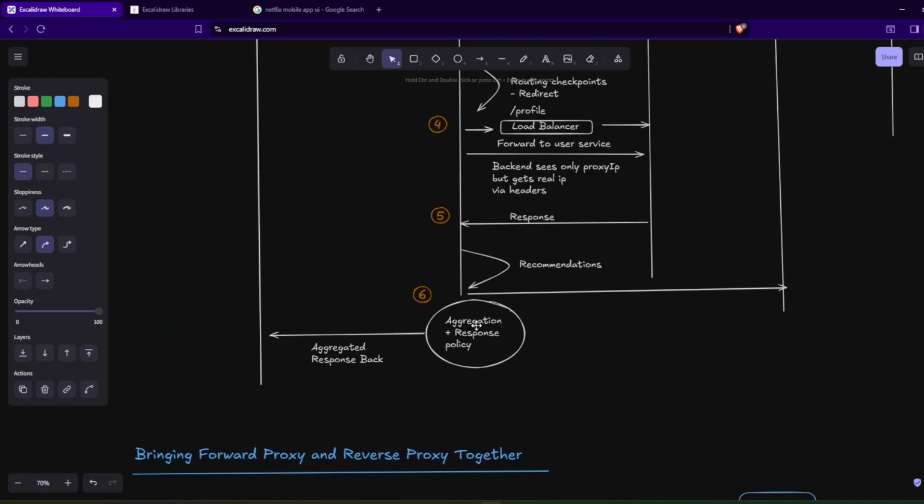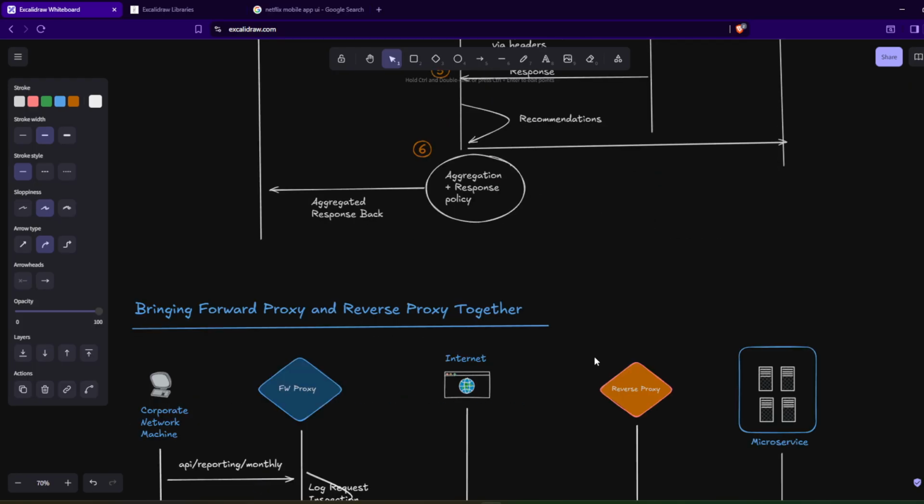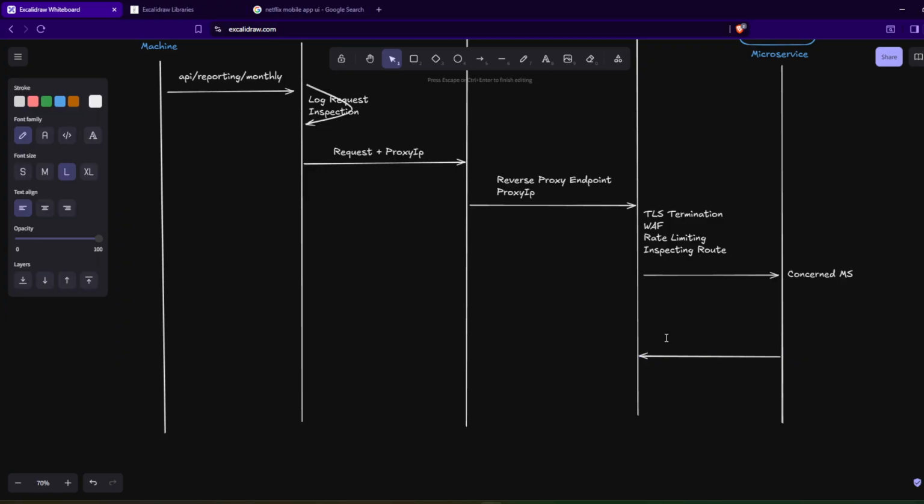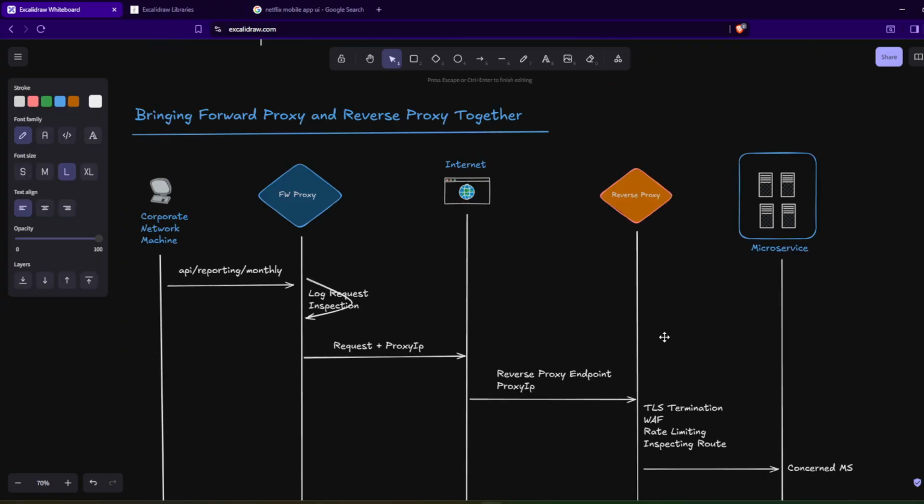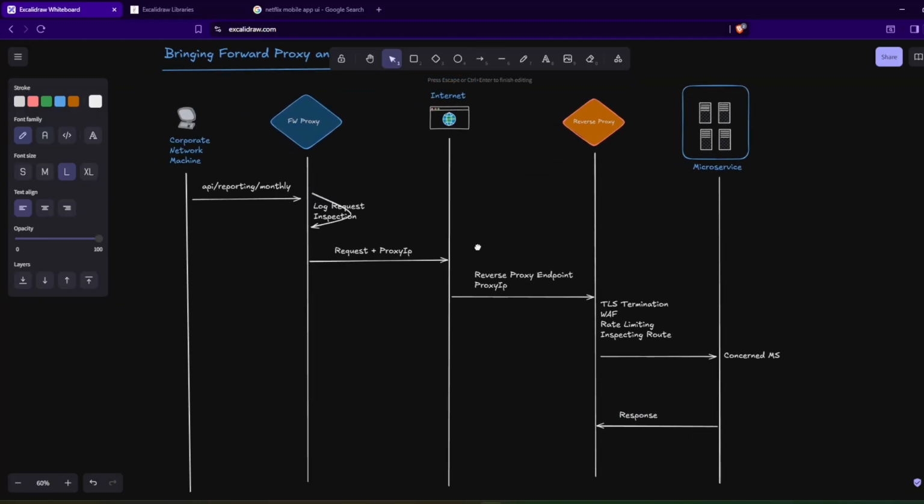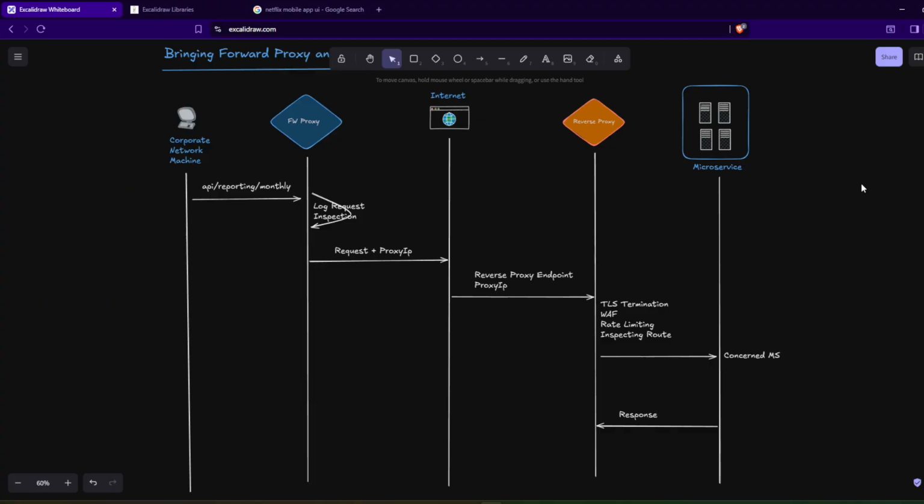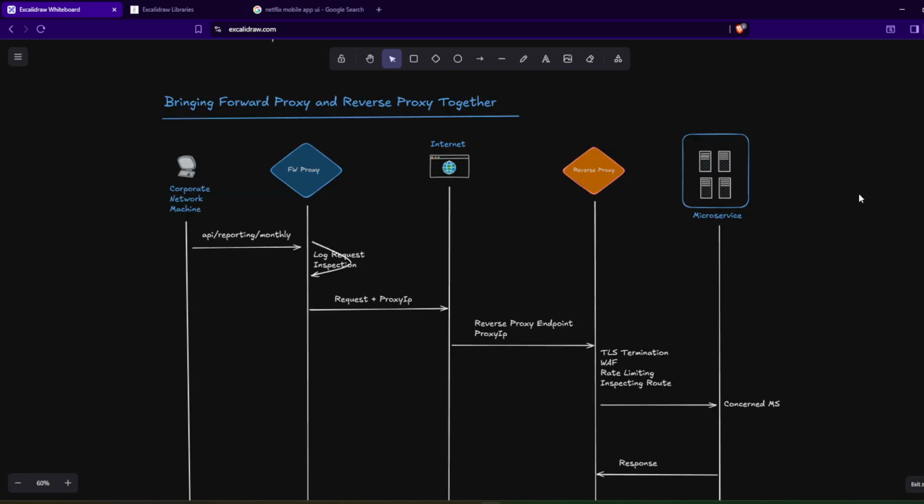And here again the aggregation or the response policy application, those kinds of things might or might not happen. I'm not bulking up the diagram anymore, but I think you got the idea of what exactly happens and how the forward proxy and reverse proxy come together. And this is the universal architecture, we can say, for any application we see, and any communication that we see on the internet happens with this model only.